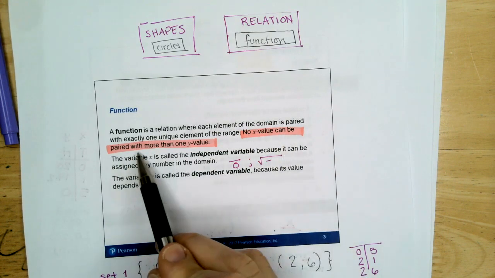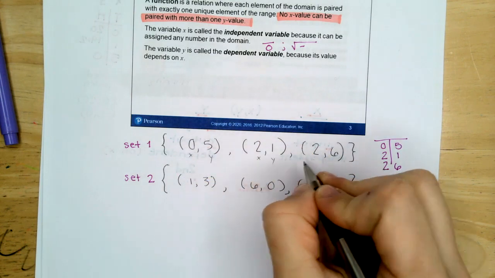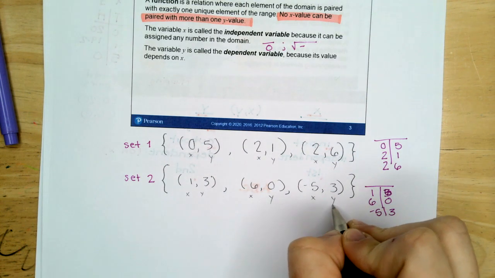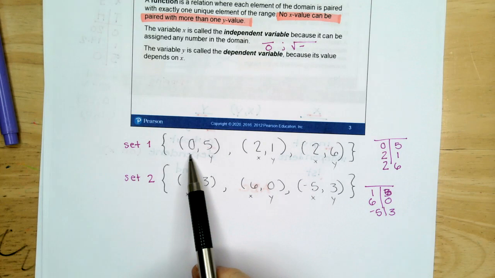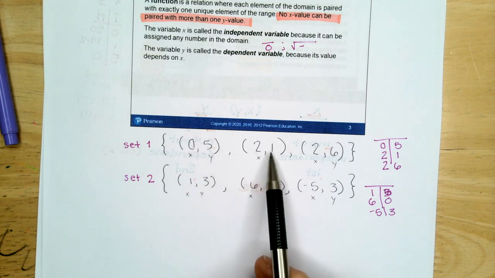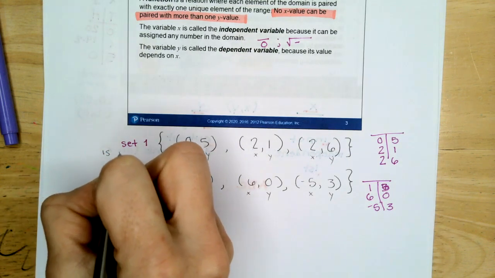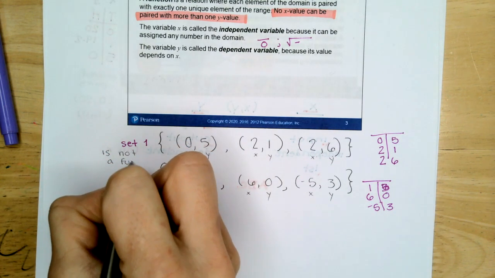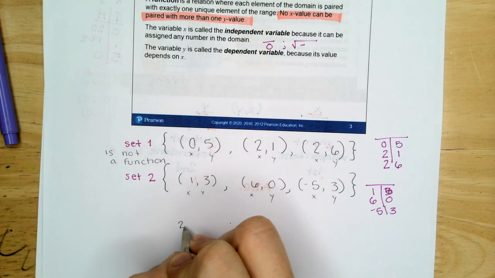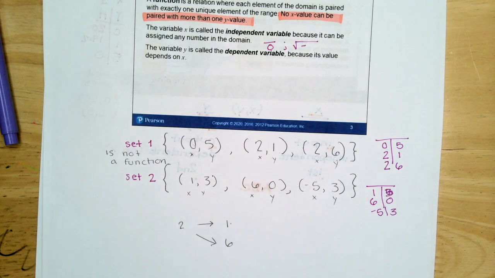No x value can be paired with more than one y value. So here's my x, y, x, y, x, y. I cannot have an x paired with more than one y. 0, 5, okay. 2, 1, and 2, 6 means that this is not a function. If I mapped this, the number 2 would map to the number 1. The number 2 would also map to the number 6. This makes it not a function.